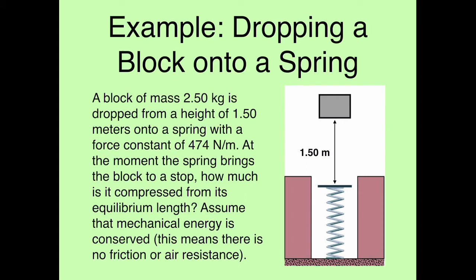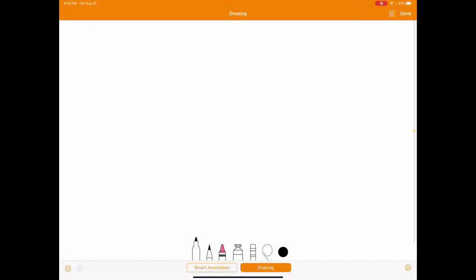So as we do the problem, we're going to assume that mechanical energy is conserved. And that just means there's no air resistance as the block moves down. There's no friction, no non-conservative force of any kind doing work on the system. Okay, so let's start by drawing a picture of the system. The initial state looks like this. We have a block, and it's above the spring. And what we'll do is we'll draw a y-axis to keep track of where the block is at any given moment in time. So this will be y initial, where we start.